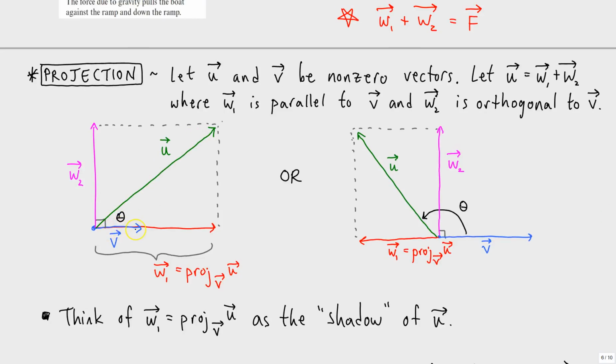Okay, so basically, we now have a way, knowing u and v, to come up with this W1 right here, this projection. And if we know u, v, and this W1, we then can get this W2. So tying this all together, u is the sum of W1 and W2. If I have u and want to decompose it into W1 and W2, I can find the projection, and with u and the projection, I can find W2.